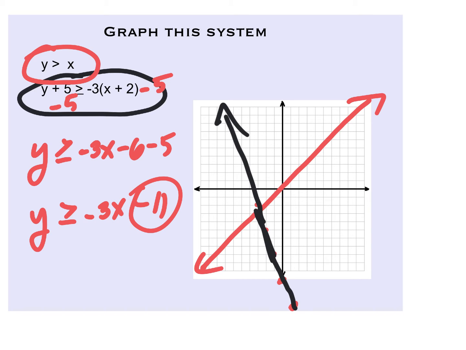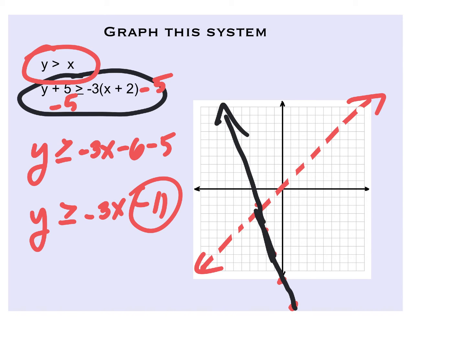How about this? Should that line be solid or dotted? Should one of these lines be dotted? Yes. The red one or the black one? Red one should be a dotted line.